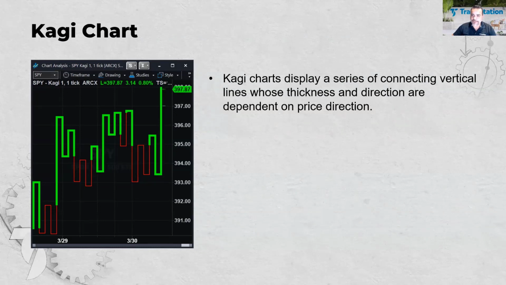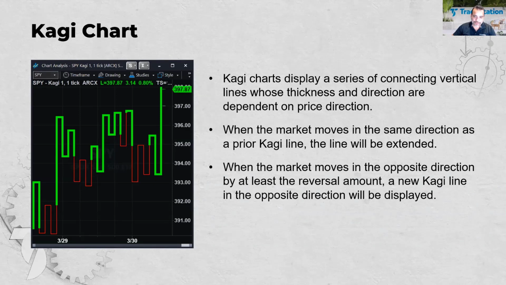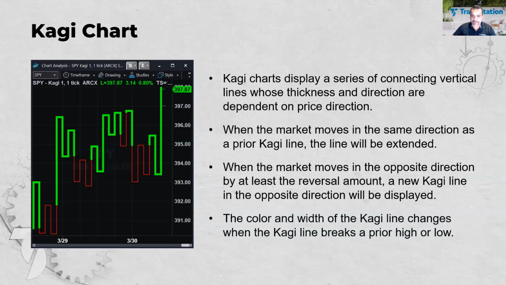Kagi charts display a series of connecting vertical lines whose thickness and direction are dependent on price direction. When the market moves in the same direction as a prior Kagi line, the line will be extended. And when the market moves in the opposite direction by at least a reversal amount, a new Kagi line in the opposite direction will be displayed. The color and width of the Kagi line changes when the Kagi line breaks a prior high or prior low. Very interesting type of chart.